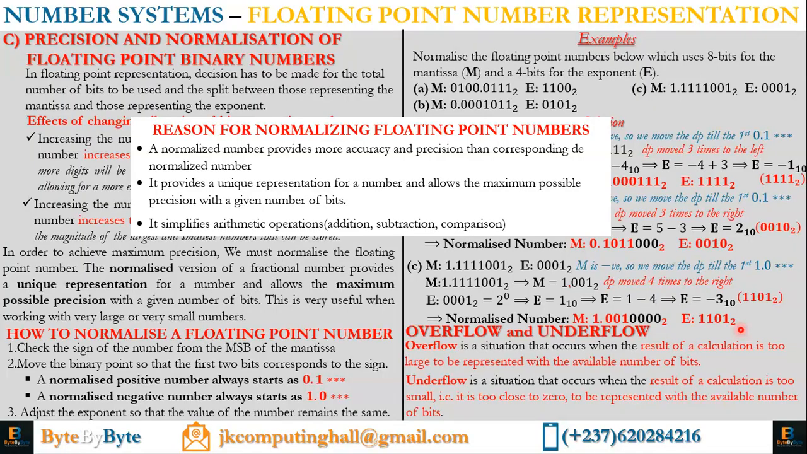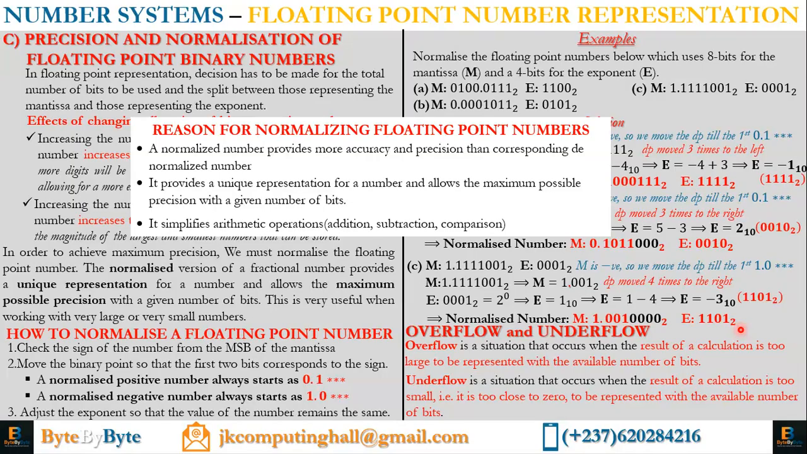Because when you are comparing two floating point numbers, the first thing is that we look at their exponents, and the number with the highest exponent is automatically the largest. In case the exponents are all the same, that is when we now compare the magnitude of their mantissa.